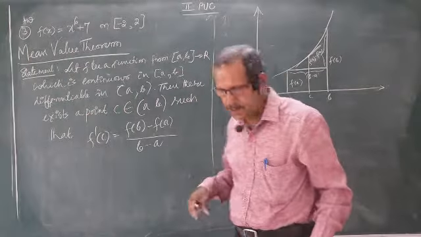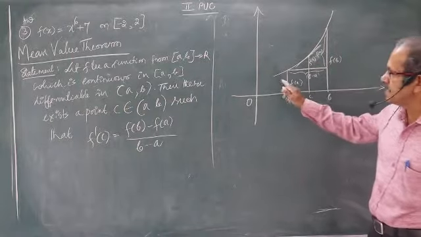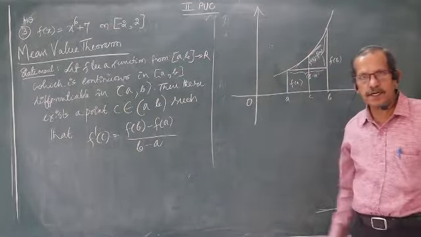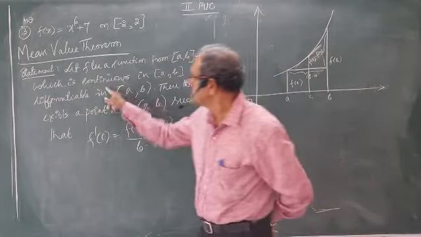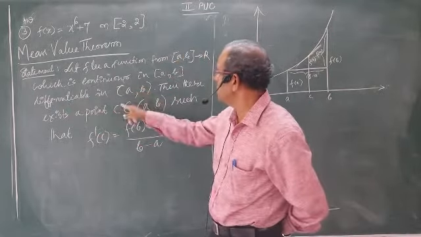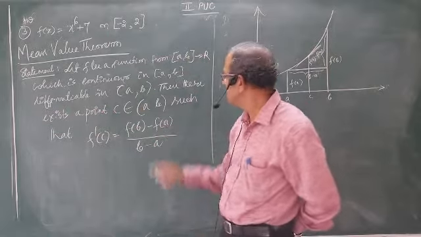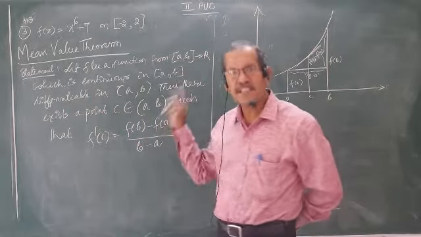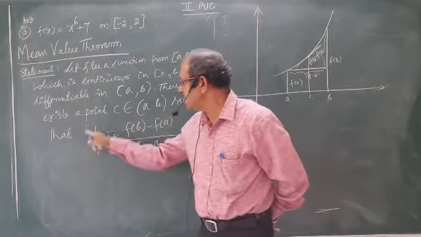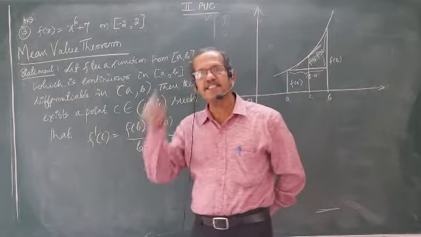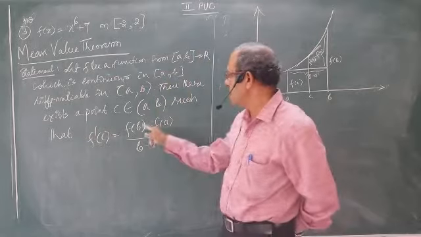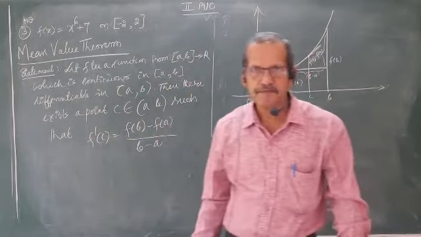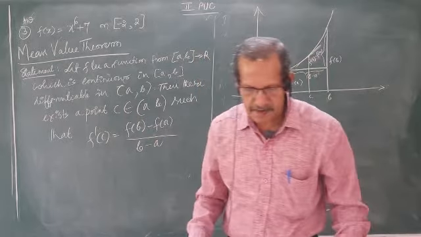Yes, let us continue. What are the conditions required here? F should be continuous in the closed interval, differentiable in the open interval. Then there exists a point C in the same interval AB such that the derivative at that point C is exactly equal to f of b minus f of a by b minus a. That's all. No proof is required.